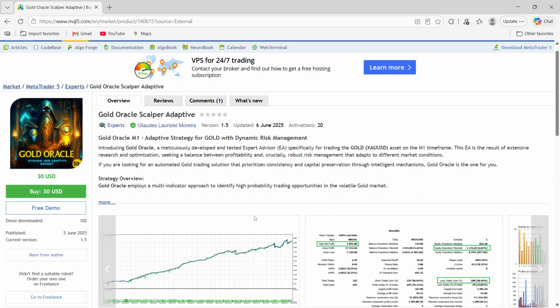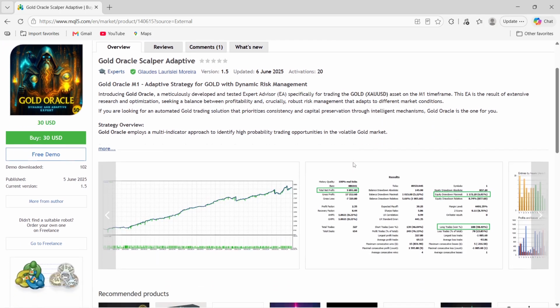Alright, so today we're checking out the Gold Oracle Scalper Adaptive EA for MT5. Price adjust $30. This is a dedicated XAUUSD gold scalper running on the M1 time frame. The developer focuses heavily on adaptive risk management instead of the usual dangerous stuff. So let's walk through the claims, break down the strategy, and see what my backtest really delivered.